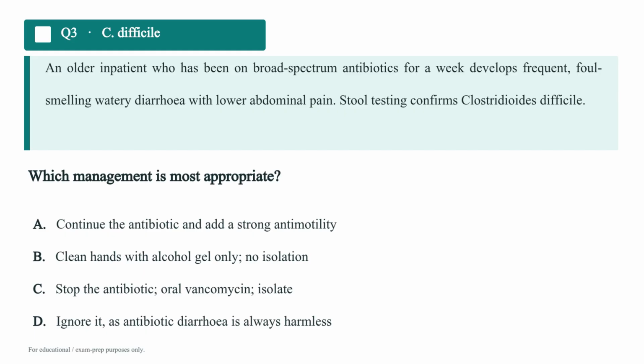Option A, continue the antibiotic and add a strong antimotility. Option B, clean hands with alcohol gel only, no isolation. Option C, stop the offending antibiotic, oral vancomycin, isolate. Option D, ignore it as antibiotic diarrhea is always harmless. Pause here and choose your answer.